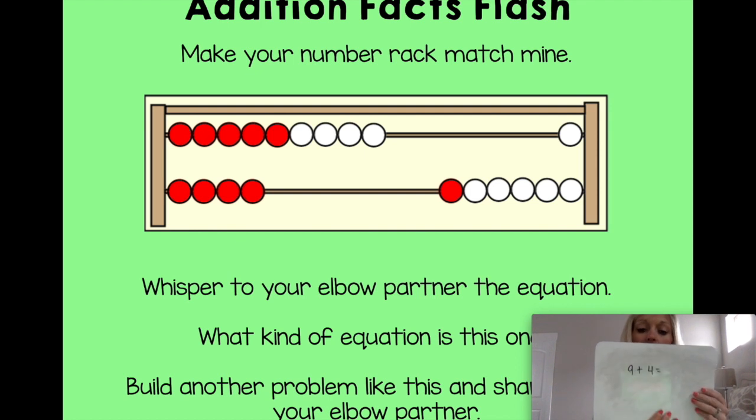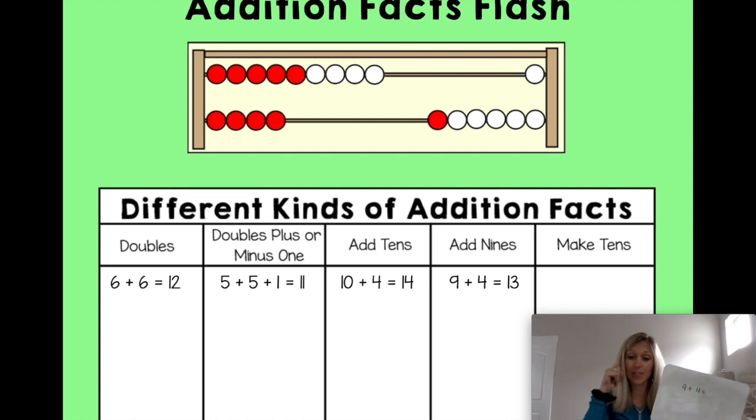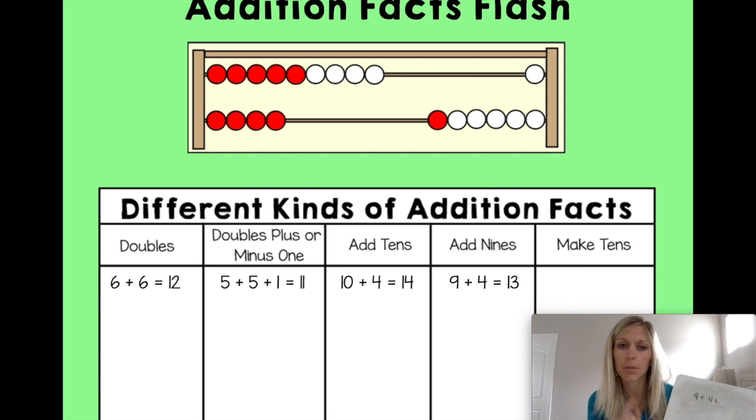9 plus 4. This addition strategy is called add 9s, because I'm taking a number and I'm adding it to 9. And I'm going to have to kind of use my add 10s to help me learn add 9s. This is a strategy you're probably not going to use all that often, and it probably is not going to be the most efficient strategy, but I wanted to make sure you knew how to do it.